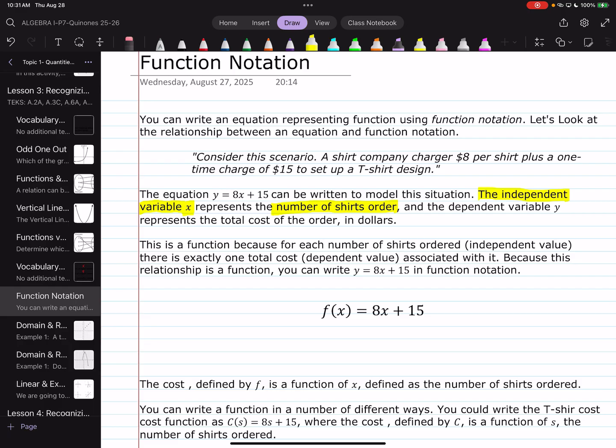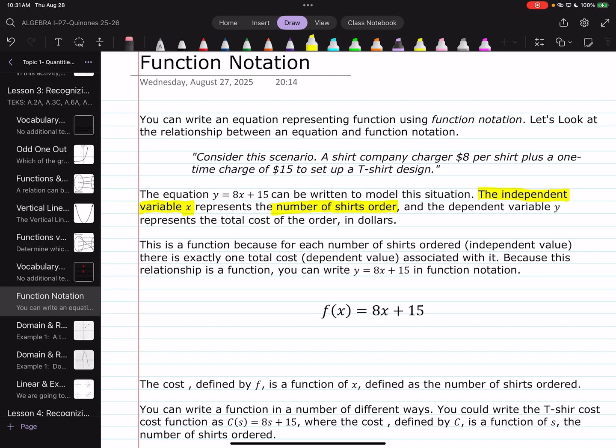So let's talk about it. We talked about independent and dependent at the beginning of our lesson, or at the beginning of this unit. So let's talk about it. The number of shirts depends on the cost of the order. Doesn't make much sense, but let's flip it. The cost of the order will depend on how many shirts we purchase. Does that make more sense? Yes, it does. So depending on how many shirts I purchase will directly impact the total cost.